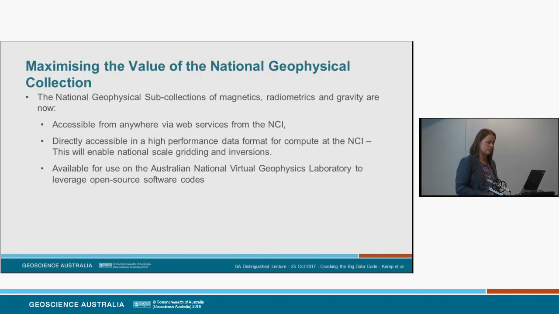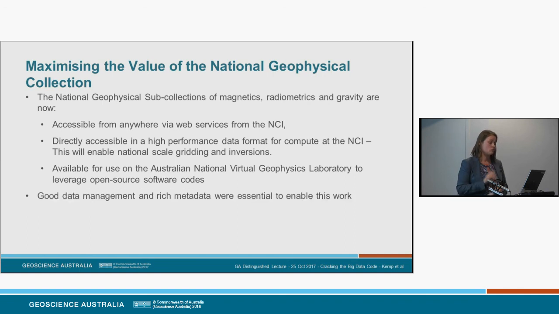So, maximising the value of the National Geophysical Collection. The National Geophysical Collection, with all its sub-collections of magnetics, radiometrics and gravity, is now accessible from anywhere via the web services delivered from the National Computational Infrastructure NERDIC platform. They're directly accessible in a high-performance data format for compute directly at the NCI, which Geoscience Australia uses, and this will enable national-scale gridding and inversions, and who knows, into the future, from our national-scale products off the geophysical data. But they're also available for use on the Australian National Virtual Geophysics Laboratory to leverage open-source software codes, or like I've demonstrated here, through your own Python workflows that can be built in Jupyter Notebooks.